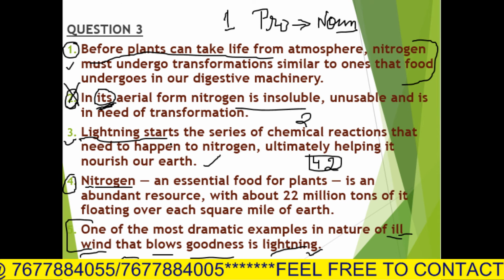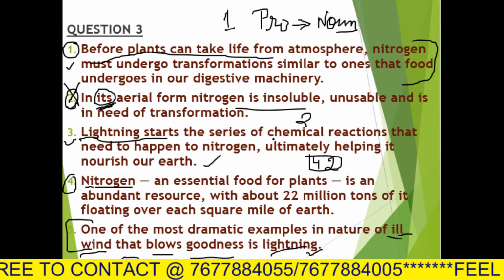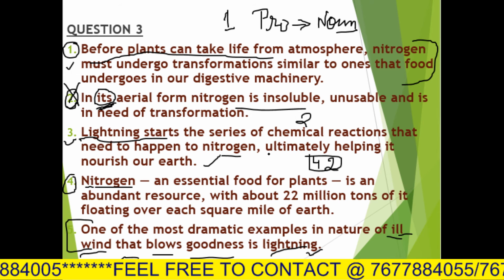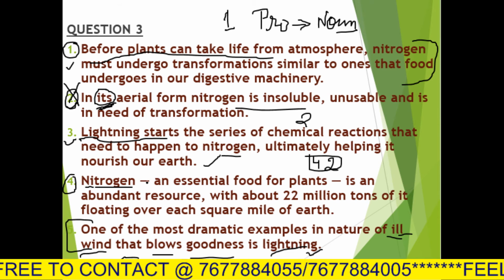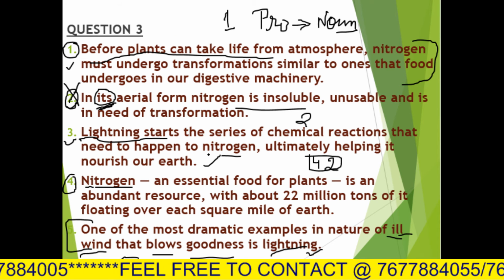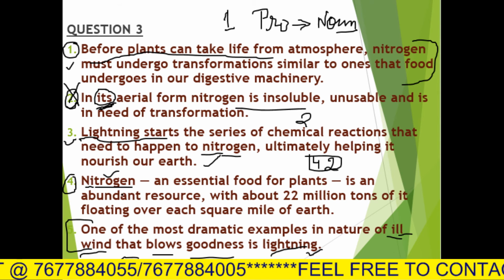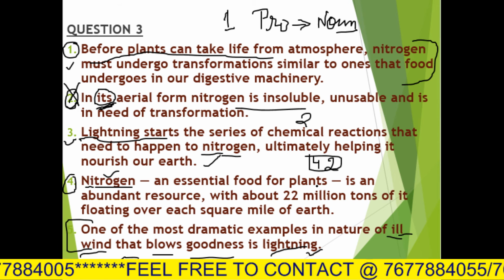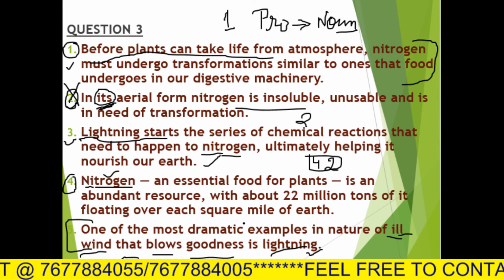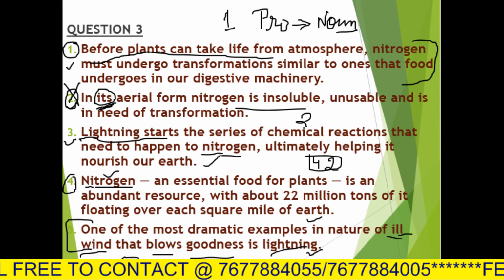Here, lightning starts the series of chemical reactions. What is lightning? What does it do? Lightning starts a series of chemical reactions that need to happen to nitrogen. Here nitrogen is being introduced, ultimately helping it nourish our earth, so after 5 we must use 3. Then, since we have already introduced nitrogen, we must go through the definition of nitrogen: "Nitrogen, an essential food for plants, is an abundant resource with about 22 million tons of it floating over each square mile of earth." So this will be the next sentence.